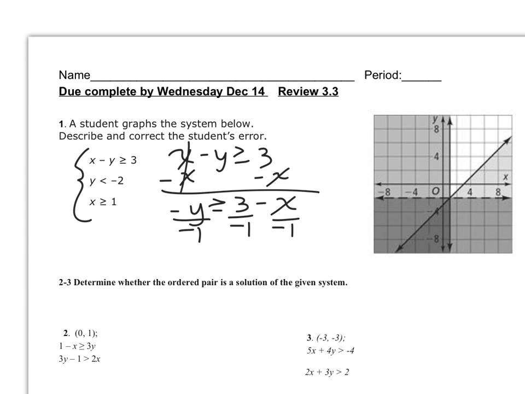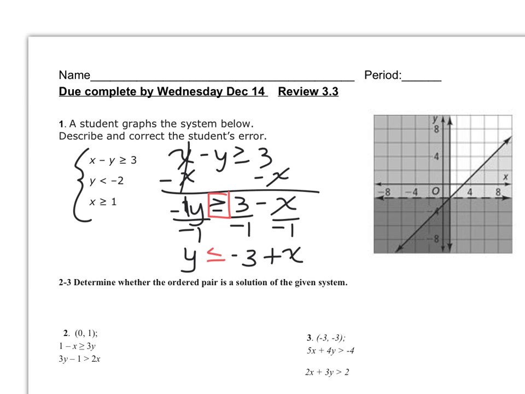Because that's a negative 1 in front of the y, right? What's negative 1 divided by negative 1? Positive 1. So I have positive 1y. But what happens to my inequality when I divide by a negative? It flips: y is less than or equal to negative 3 plus x. All right.